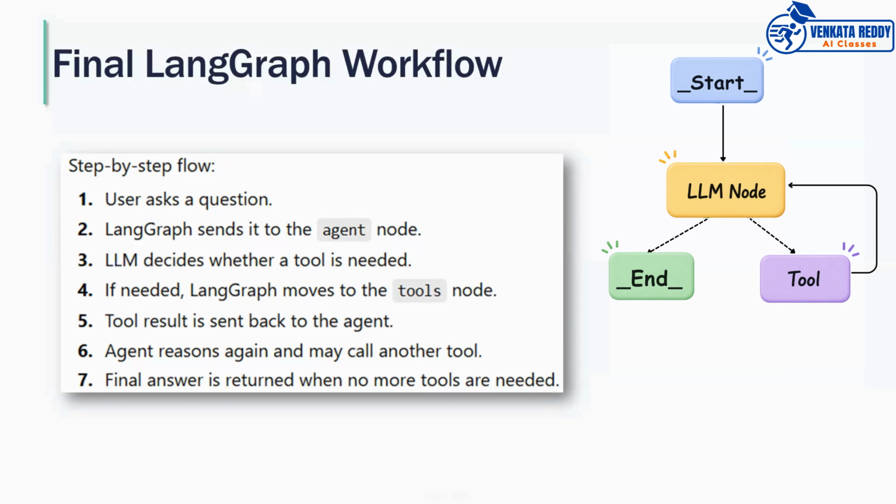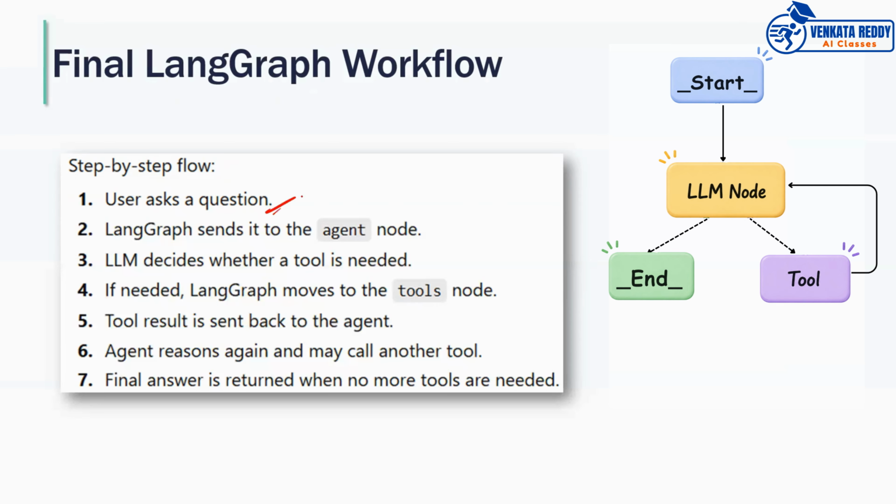Maybe first time SQL tool will respond. Second time, probably web search tool will respond. Third time, RAG tool will respond. So agent will reach back the tool whenever there is a tool call inside the last message. Again, agent will go to tool. So it will do this looping multiple times. And finally, once it finds the answer, it will give it back to the user.